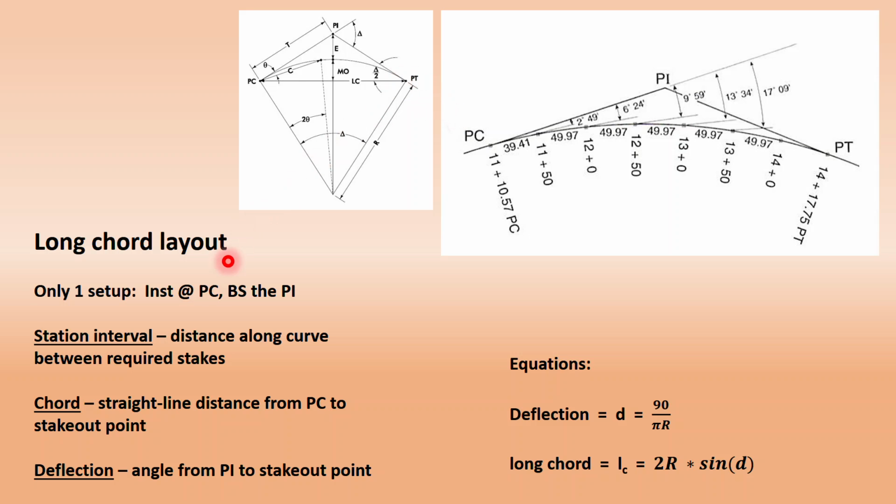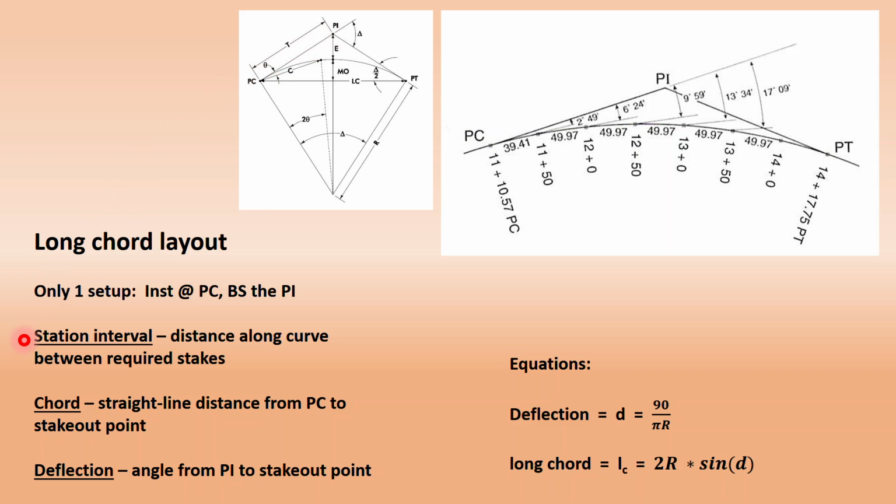Right? So this long chord layout involves setting the instrument at the PC and backsighting the PI station. So you're essentially taking that straight alignment that you have. Maybe it's a series of centerline stakes from a straight segment of roadway. Maybe it's top back of curb stakes along a long tangent, and now you need to stake out the arc of the side of the road for top back of curb. So you're establishing this extension of your incoming tangent, and you're backsighting this PI, because that's where our calculations are going to come from.